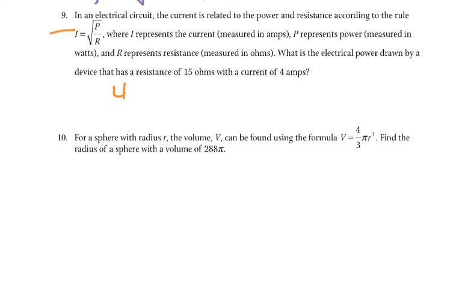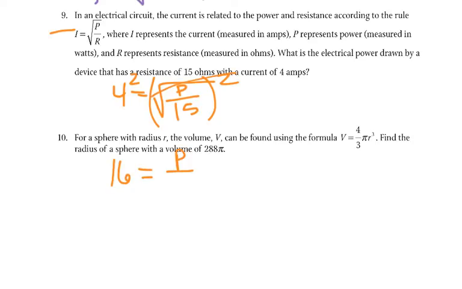So I is 4, square root of P over resistance 15, and we're looking for P, aren't we? So this one, best thing to do is to square to begin. 4 squared is 16. Squaring a square root gets rid of that. P over 15, times by 15. So 15 times 16 gives us 240 watts. That is P.